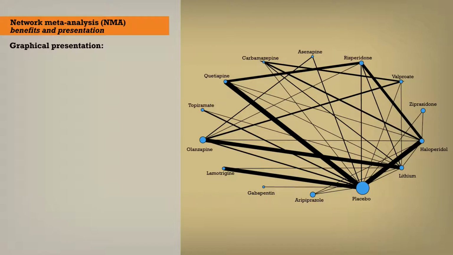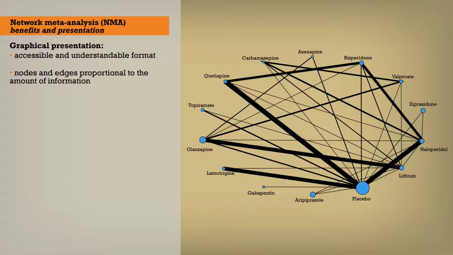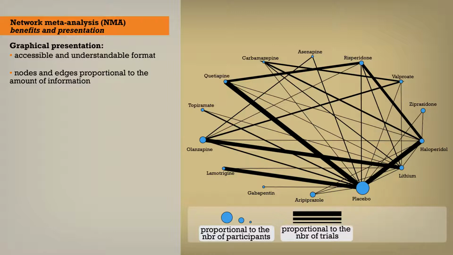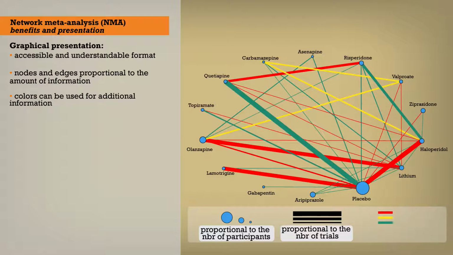Before interpreting results, it is important to understand the structure of the evidence base and its characteristics. A graphical presentation of the evidence network provides an accessible and understandable format for describing the evidence. By plotting nodes and edges proportional to the amount of information they carry, the graphical presentation conveys how much evidence is available for each comparison and which contributes most. Colors in the edges can be used to convey additional information, such as the risk of bias in the included studies.